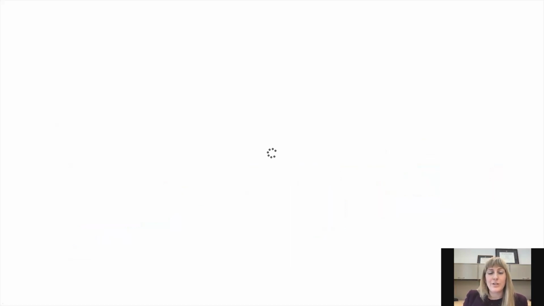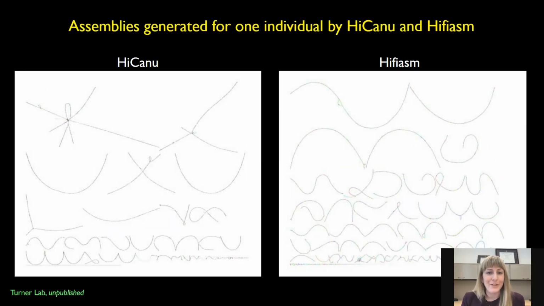Now, I wanted to just show you what an assembly looks like. So this is one individual from our cohort, where this is their visualization of a HiCanoe assembly and a HiFi ASM assembly. And that's pretty much how the data comes back. You have a big file that you have to, of course, sequence, but you have to go through and parse and figure out from the bioinformatics. And it's just a really cool area to be working on at this moment.